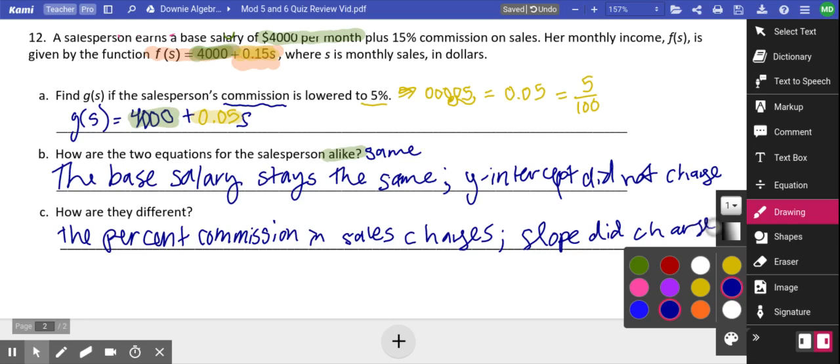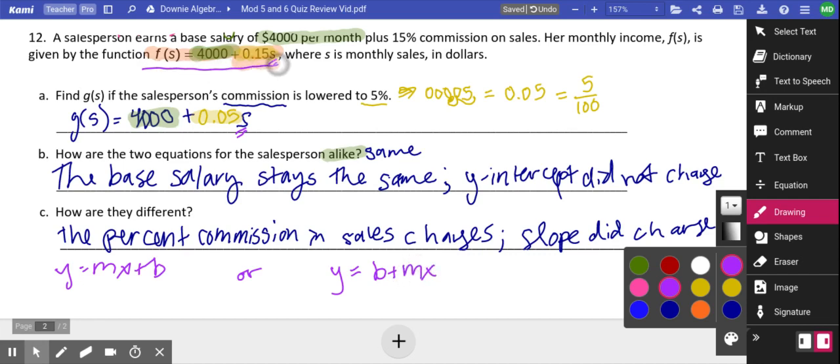And we can see it represents our slope because it's being multiplied by that input. In slope-intercept form, we have y equals mx plus b. We can also write this as y equals b plus mx. And that's what we see in our equations f of s and g of s.